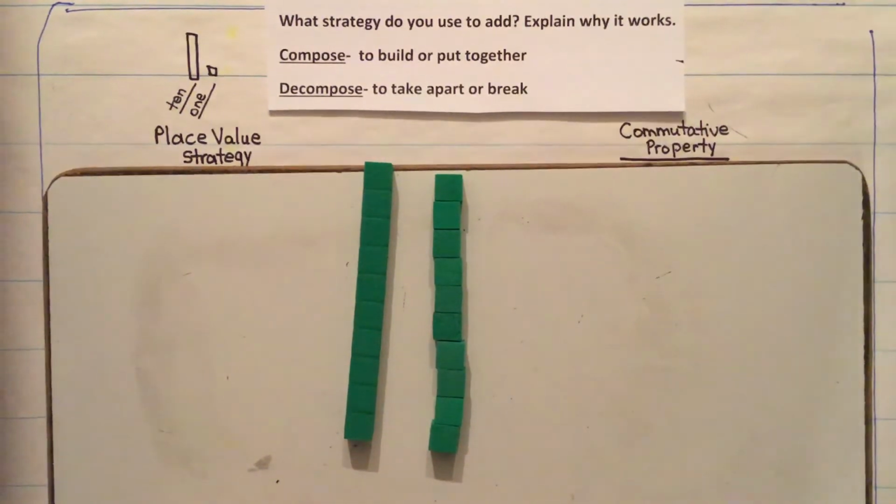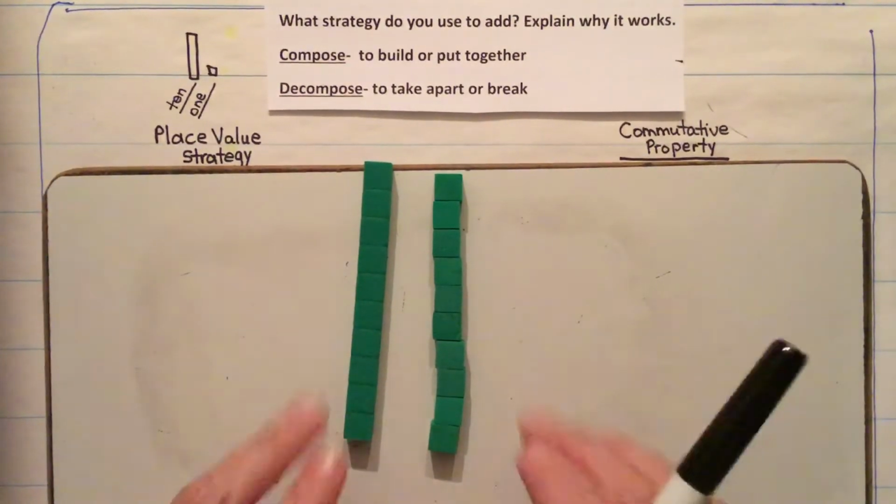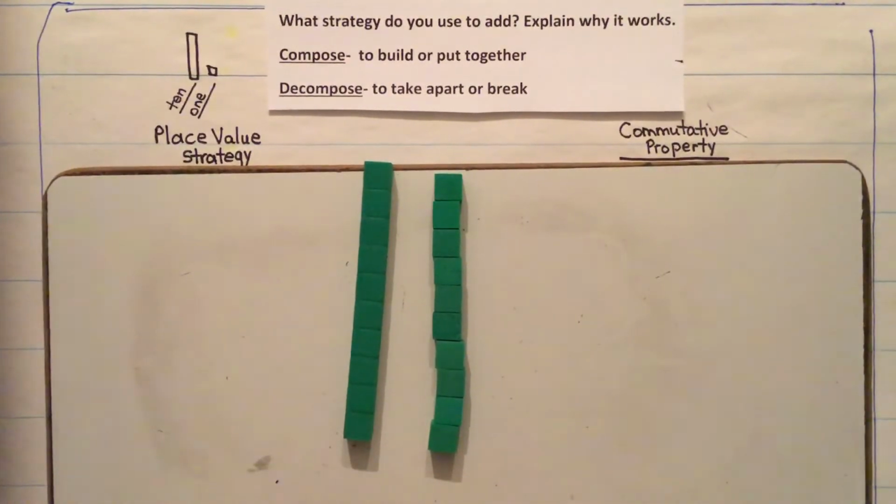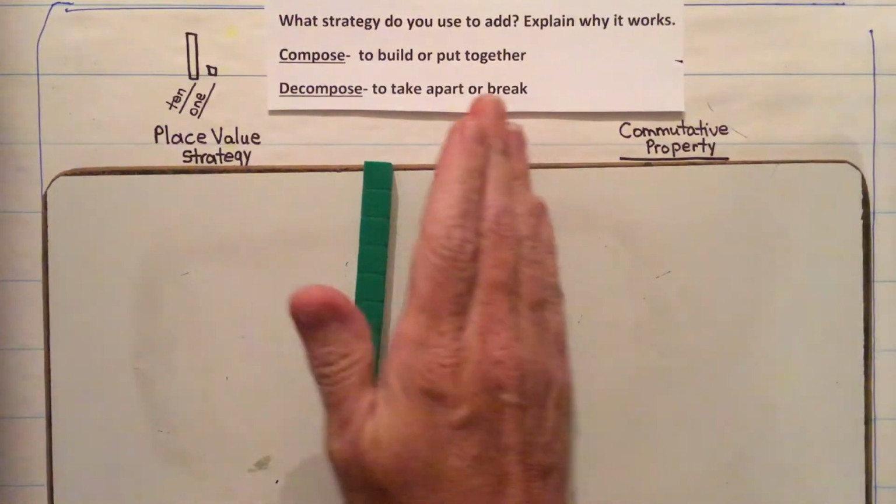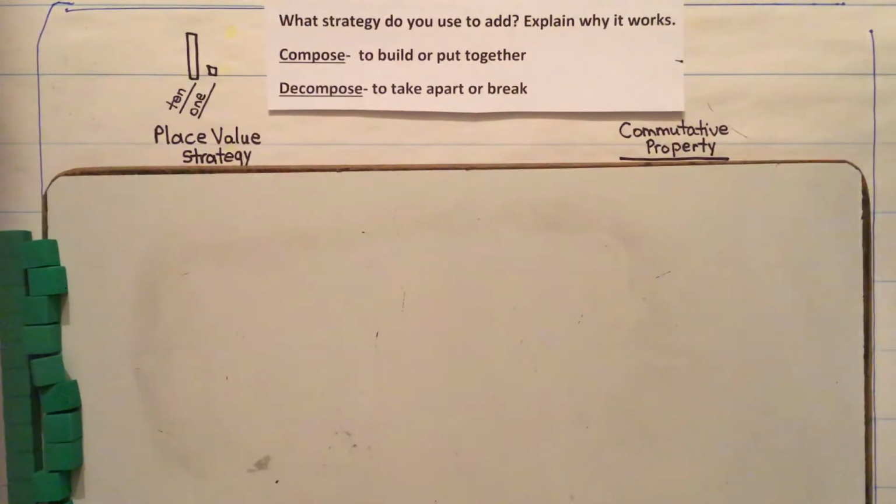If you're watching this video, most likely you're at home and you probably don't have base 10 blocks. If we were in the classroom, you would be using these to do your adding with the place value strategy. But you can still do them even though you don't have them at home, and I'm going to show you how now. You can draw your base 10 blocks. Let's start with the place value strategy.